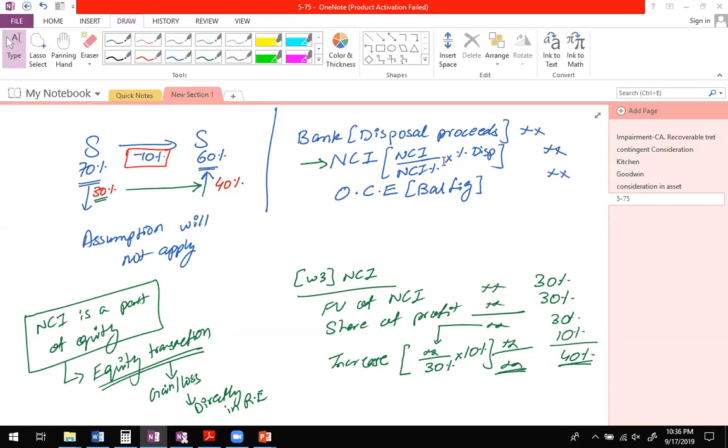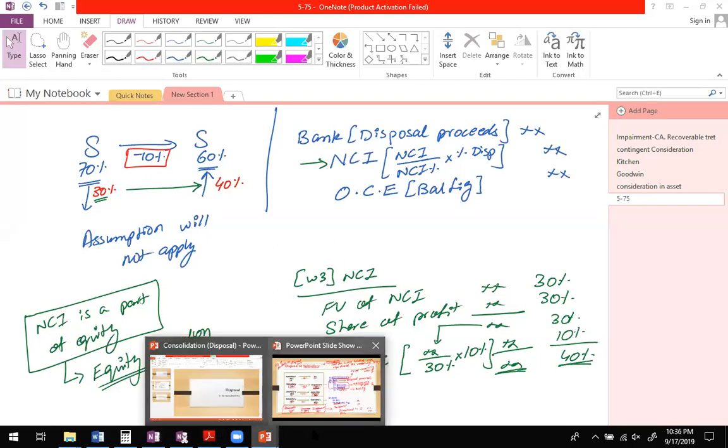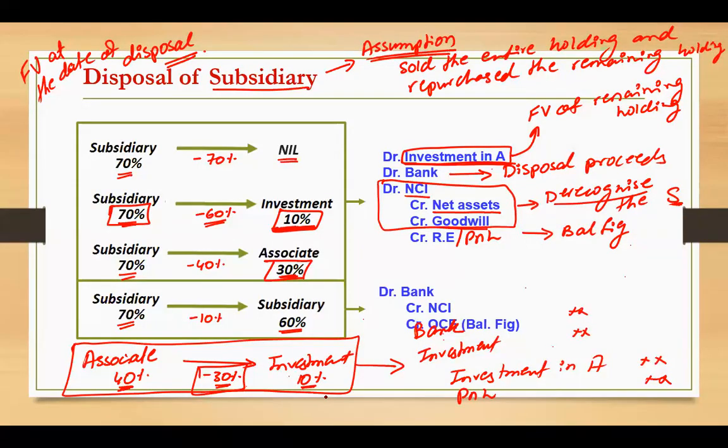Student: Sir, I thought the disposal of part of a subsidiary is based on the assumption that the whole subsidiary is sold. How come the assumption does not apply? Basically, the assumption does apply onto all of the other cases. The assumption applies on these and these cases. But the assumption does not apply onto the subsidiary to subsidiary case. So there's only one case where the assumption will not apply.